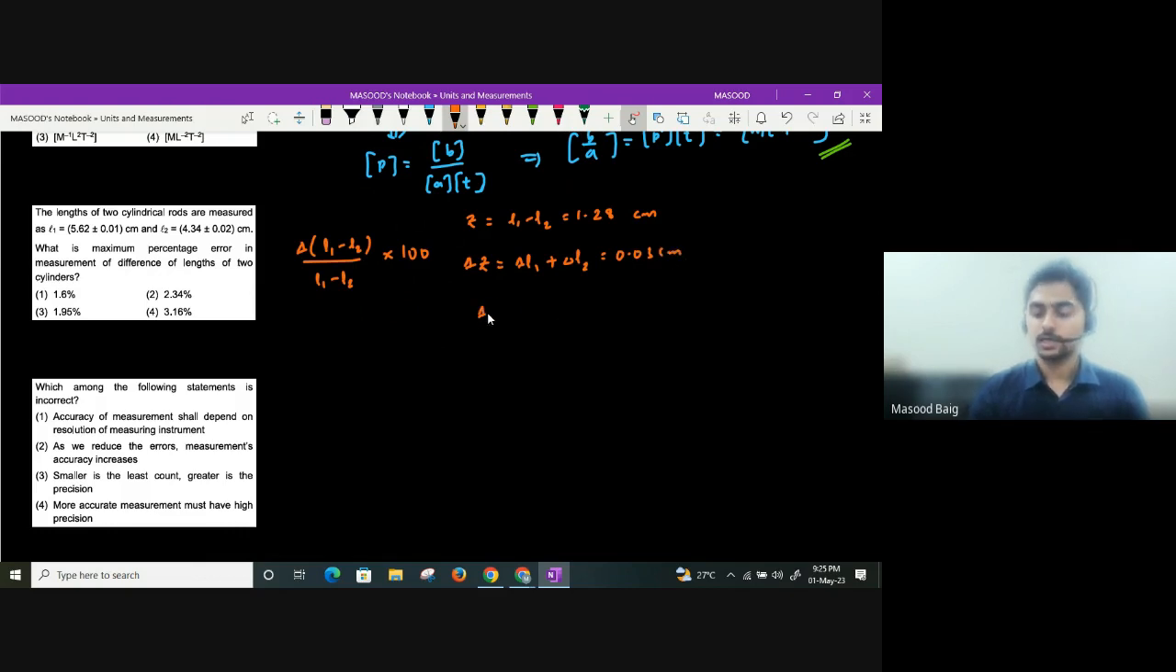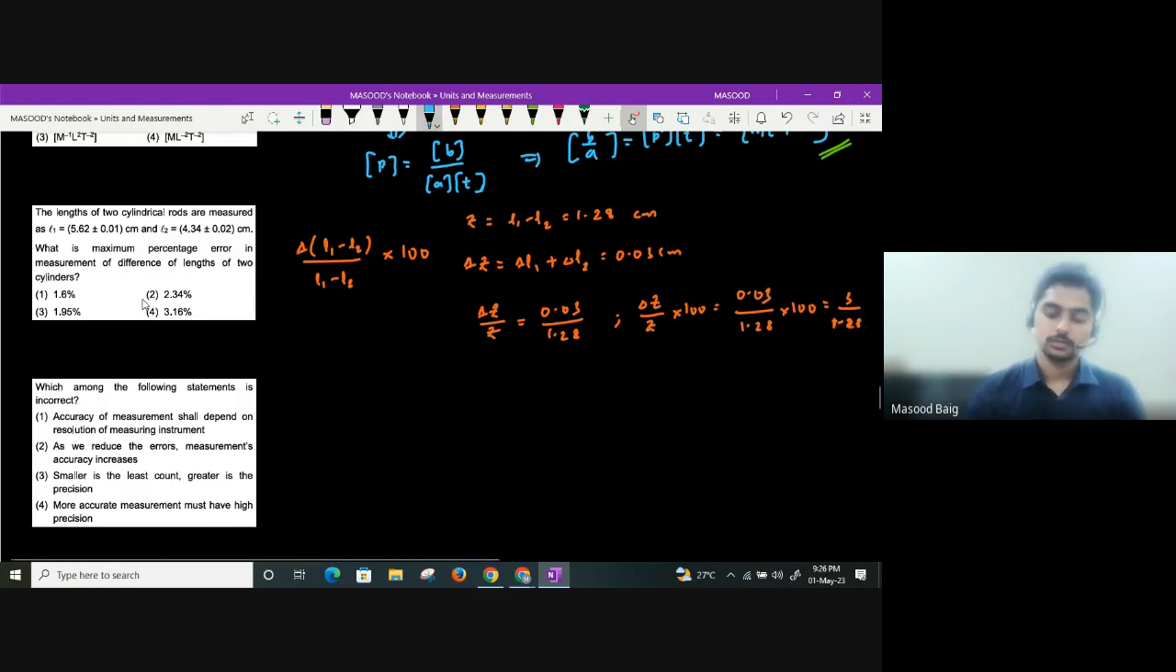They're asking relative error, so I'll write delta Z divided by Z, which is 0.03 divided by 1.28. If they ask you percentage error, delta Z by Z into 100 you can do, which is 0.03 divided by 1.28 into 100, which I'll get as 3 divided by 1.28. If you solve for it, you will get more than 2, guys. 2.34 percent you will get. Clear, everyone?